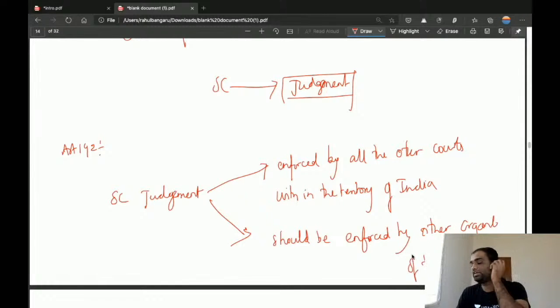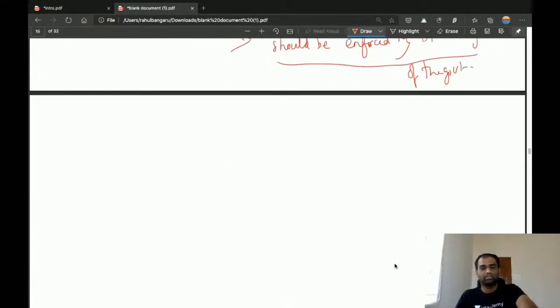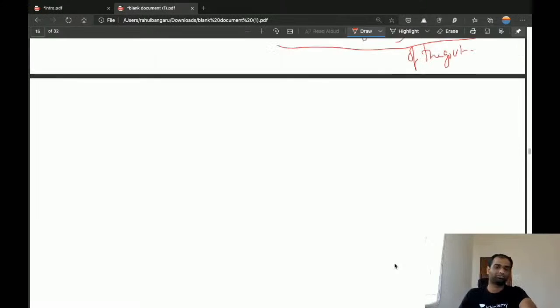What are the other organs of the government? It is the executive as well as the legislature. So according to Article 142, a Supreme Court judgment has to be enforced by all the other courts within the territory of India, and it should be enforced by all the other organs of the government. Now, what happens if Article 142 is not there? The Supreme Court judgment is only for namesake. No one will enforce it. That's the problem. That's why Article 142 is there, so that we can make sure that all the judgments given by the Supreme Court are enforced by other courts as well as other organs of the government.